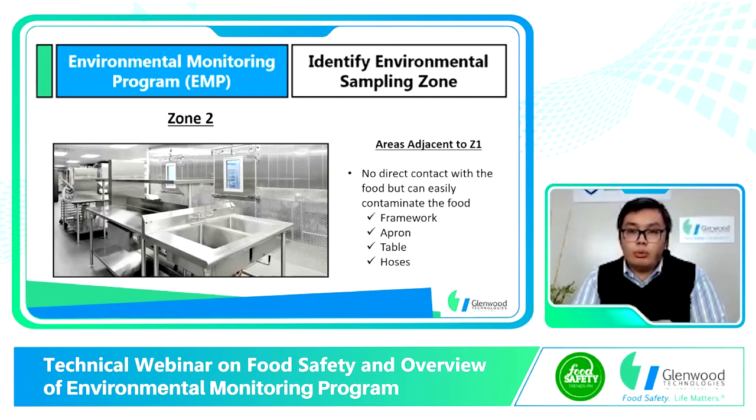Your zone 2 would be your areas adjacent to zone 1, but not directly in contact with the food. So the examples could be your framework, your aprons, tables, and the hoses.